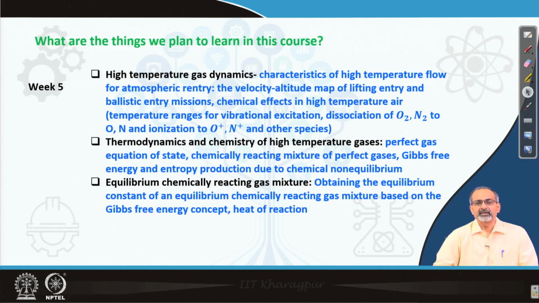We will look at chemically reacting mixture of perfect gases, a very important concept of Gibbs free energy and entropy production due to chemical non-equilibrium. And then finally, we will discuss about equilibrium chemically reacting gas mixture, where you have a number of species which are formed due to the high temperatures. Obtaining the equilibrium constant of an equilibrium chemically reacting gas mixture based on the Gibbs free energy concept, and discussion on heat of reaction.